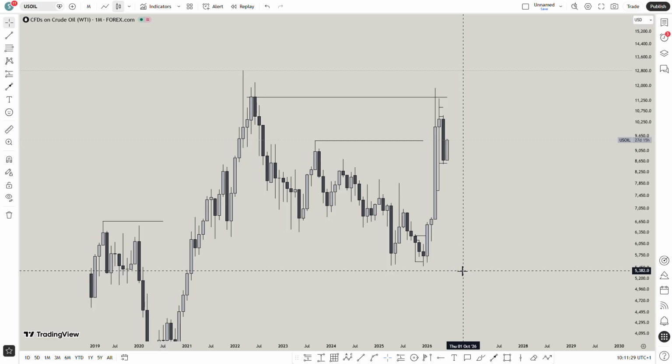So we're gonna do a breakdown on US oil trade. This is a buy setup, and I sent it to my Telegram community.